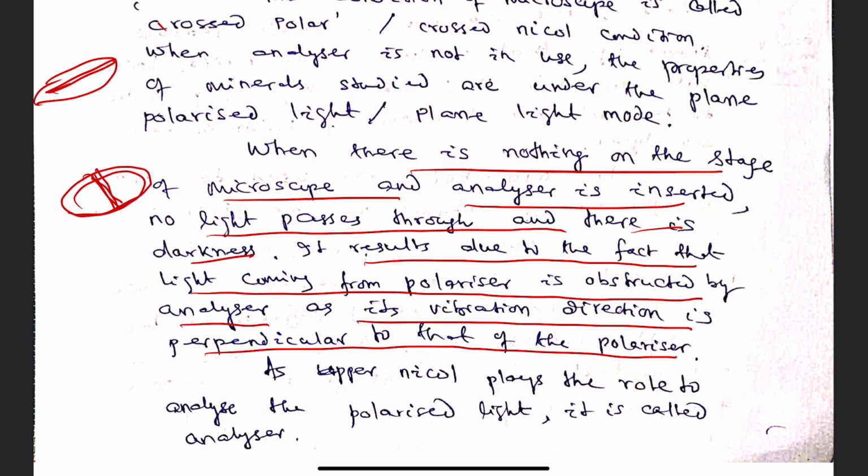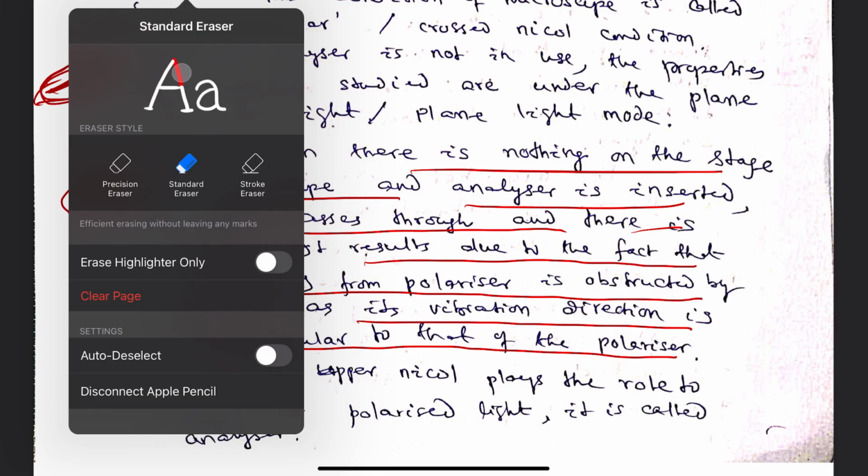because the polarizer is rotatable, and the analyzer is sometimes found to be rotatable too. So before the study of rocks and minerals, we should ensure that the analyzer and polarizer vibration directions are mutually perpendicular, or in crossed condition, so that the optical properties can be studied. If they are not in crossed condition, we cannot get perfect extinction or perfect interference colors.